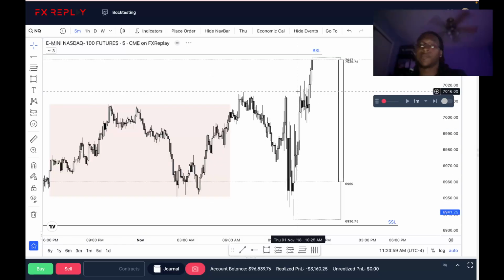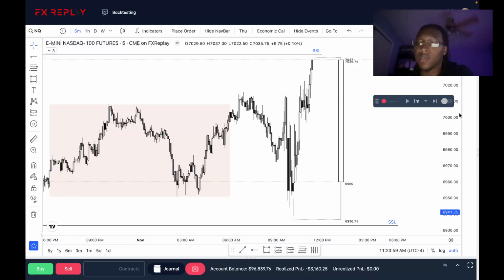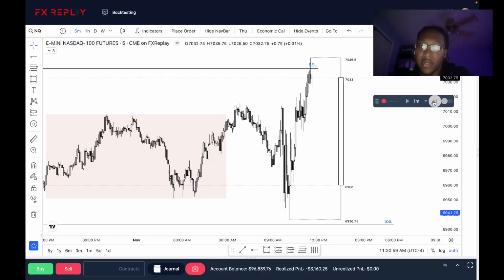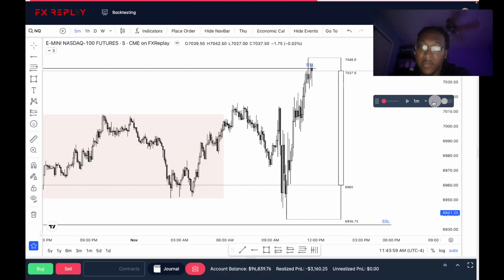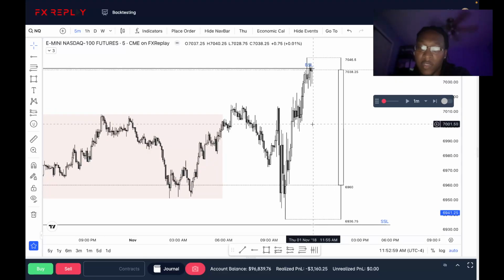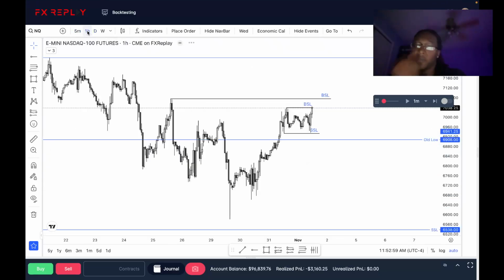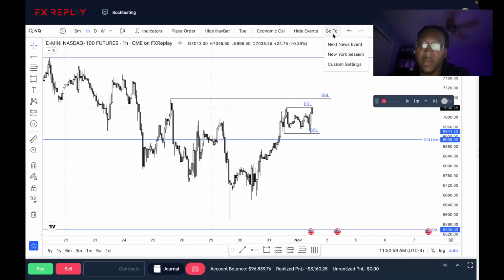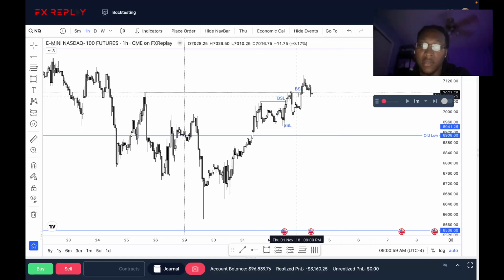But get the run on those highs there. And this is all out of kill zone now, so let's just push up to the higher time frame. Go to next session. There we go. Running out those highs now.